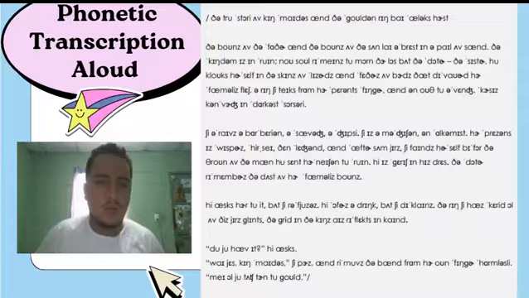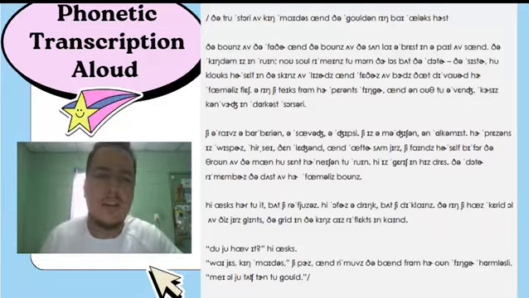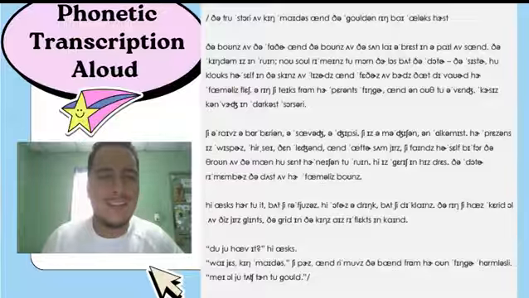Okay, now I will read a short phonetic transcription that includes the sounds m, n, and ng. Please listen carefully to the stress, intonation, and the pronunciation of the nasal sounds. Okay, that is the phonetic transcription. Let's start with that. This is a challenge for me.